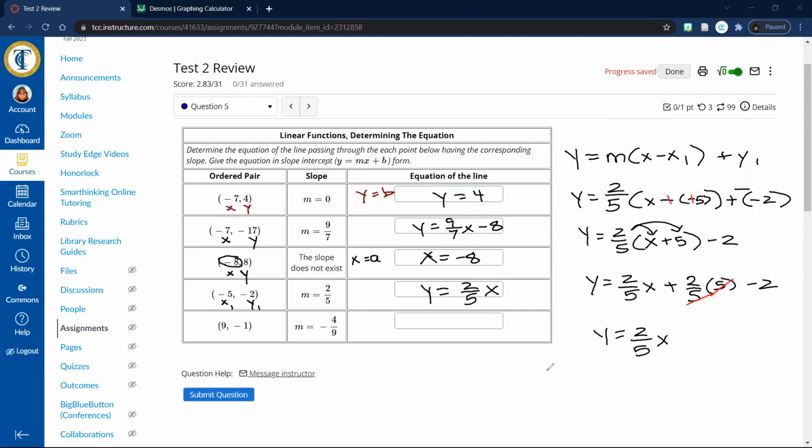Does anyone need to see the last one, or do you feel pretty comfortable with this? You can do the last one. Okay, all right. Since we used point slope for that one, which one would you like to see: point slope or y equals mx plus b, slope intercept, to solve?